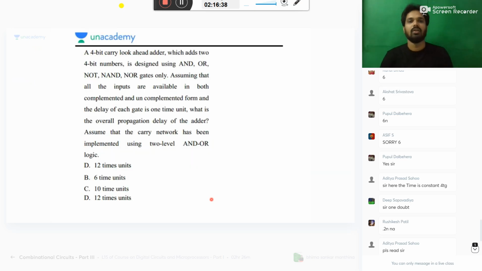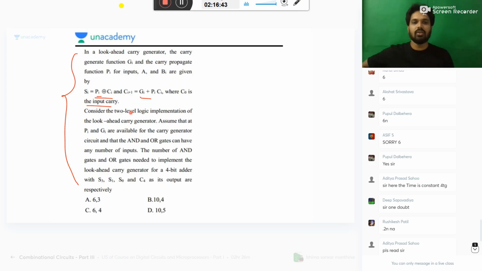Assuming that all inputs are available, consider the two-level logic implementation of the look ahead carry generator. Assume Pi, Gi are available, and OR gates can have any number of inputs. Every point is important here. Finally the question is: the number of AND gates and OR gates needed to implement the look ahead carry generator for a 4-bit adder with S3, S2, S1, S0, and C4 respectively. Yes. So shall I start the poll?